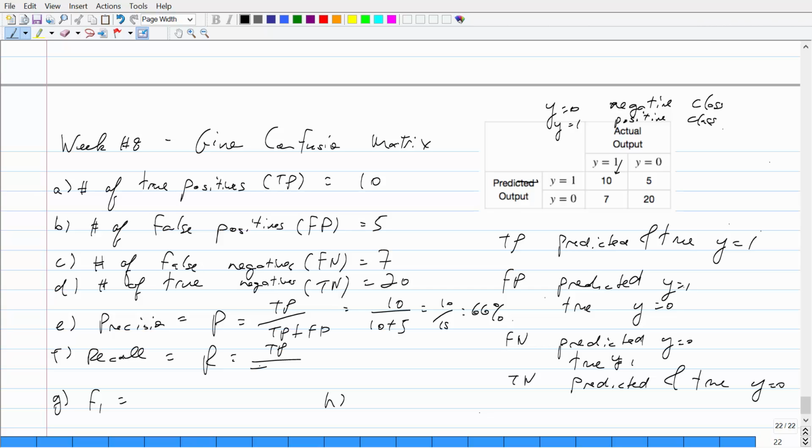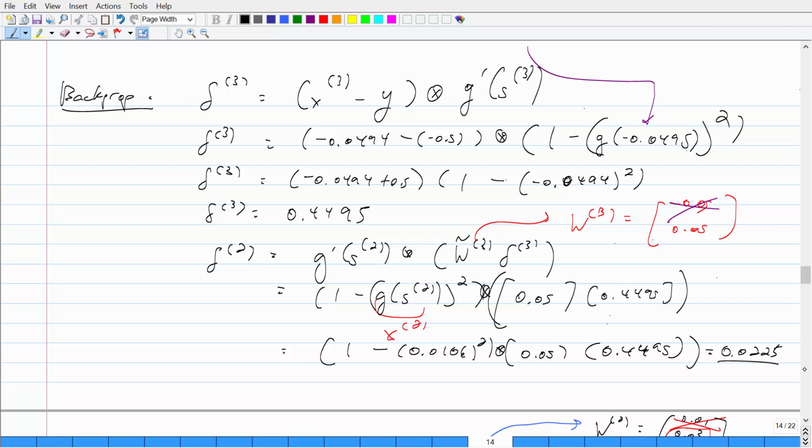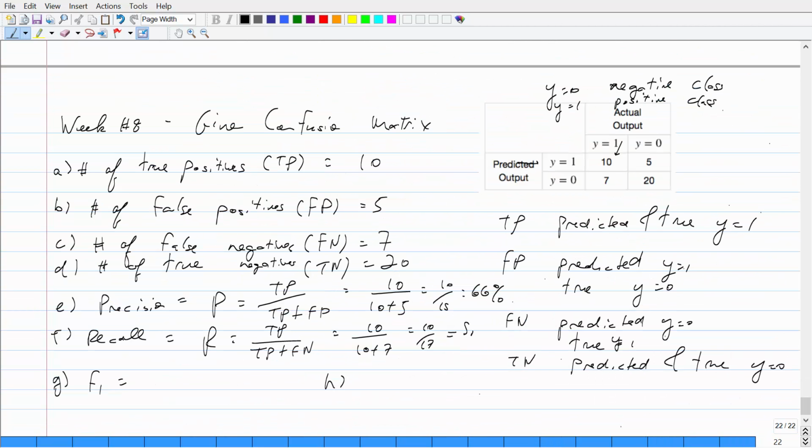That's what precision means. Recall is defined as the ratio of the number of true positives over the number of true positives plus false negatives. So this is equal to 10 divided by 10 plus 7, which is 10 over 17, and this is roughly 58.8%. What this is saying is that, out of all of the examples in your training set, you were only able to classify 58% of them accurately. So precision and recall are a little different in that regard.